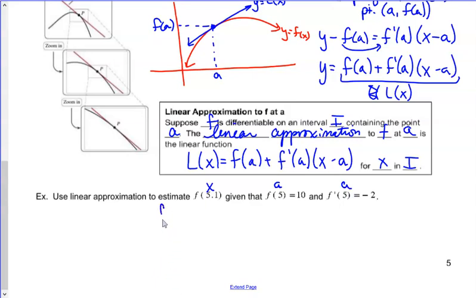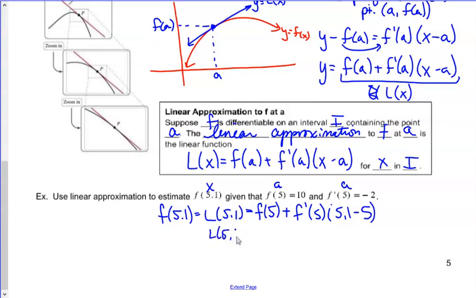Therefore, we're going to look at f of 5.1, which is the same as L of 5.1, just a notation deal, is going to be f of A, so we're going to choose f of 5, add to that f prime of 5 times our x value that we're looking at, which is 5.1, minus that A value, which is 5. And from here, I'm going to plug in values and figure out what it's equal to. So L of 5.1 is equal to f of 5, which is 10, plus a slope of negative 2, times this, when I subtract, becomes 0.1.